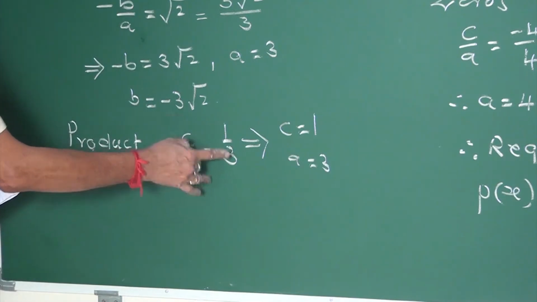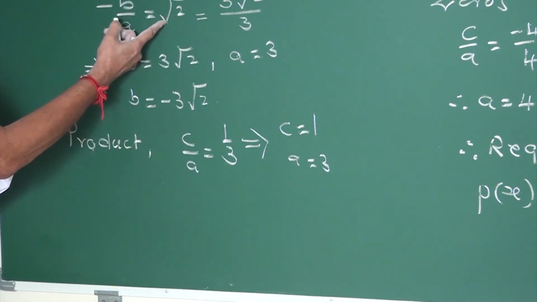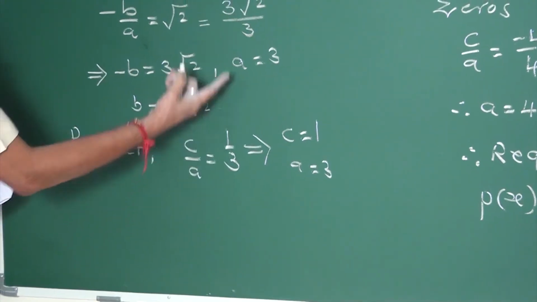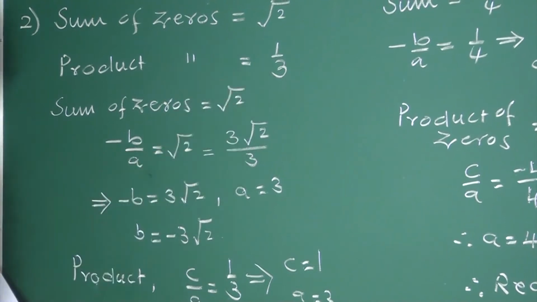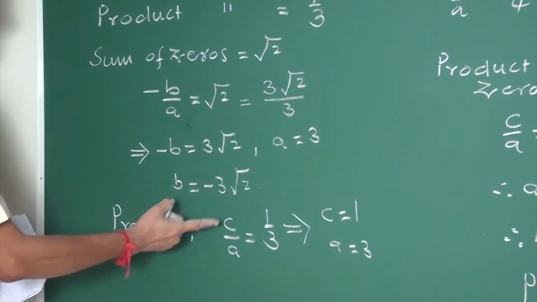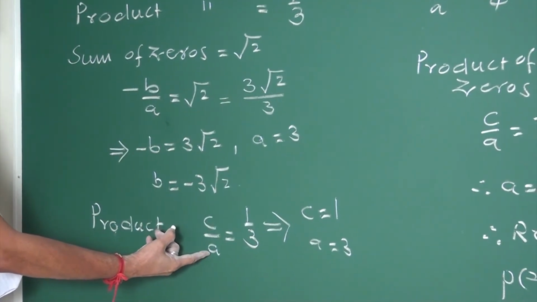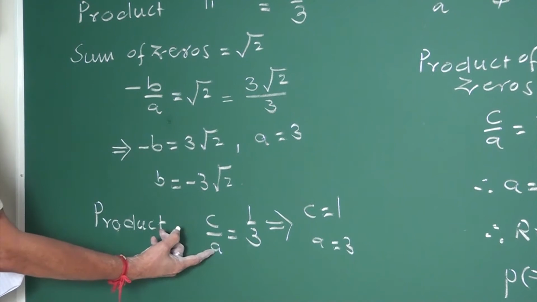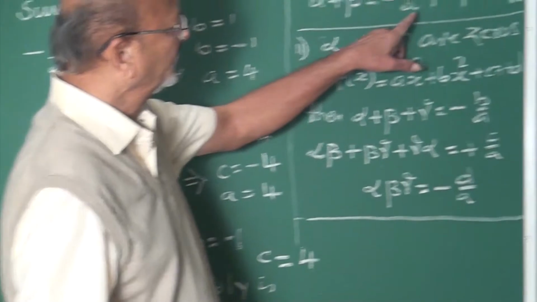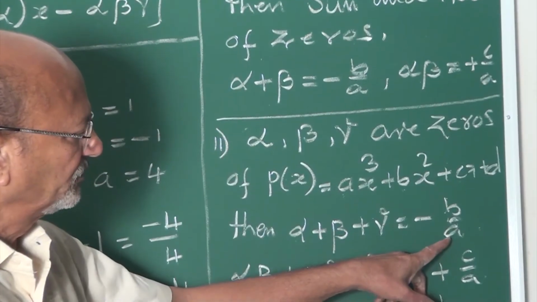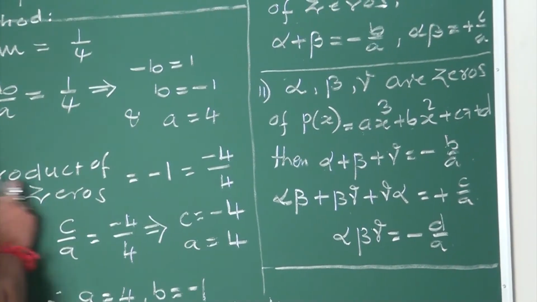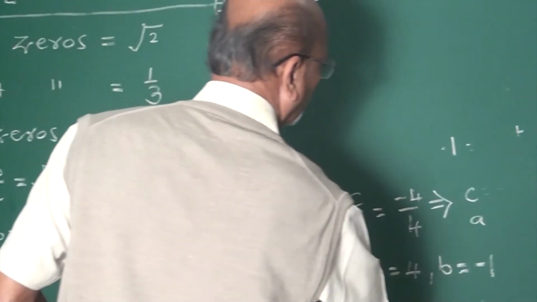To get this 3, my friends, this root 2 is adjusted as 3 into root 2 by 3. Why? Your denominator given is 3. Otherwise, first write this: what is minus b by a? What is c by a? Later we can adjust by looking at the denominator in both cases. It should be the same, because in all these cases the denominator is a. That is why you have to adjust. Now you can write the required polynomial.